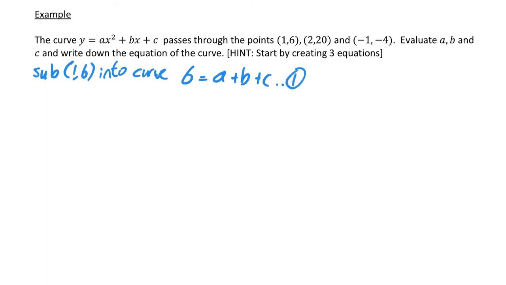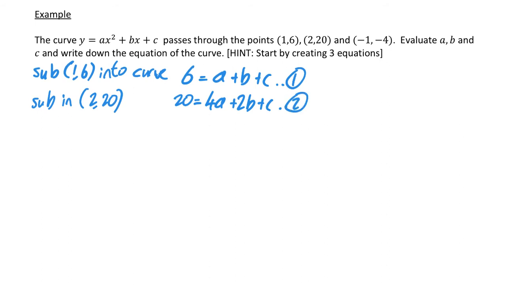I'm then going to sub in my next point, which is (2, 20). So that means your x value is 2, your y value is 20. So 20 is equal to a times 2 squared. 2 squared is 4, so 4a. B times 2, so just 2b, plus your c, and that's your equation 2.